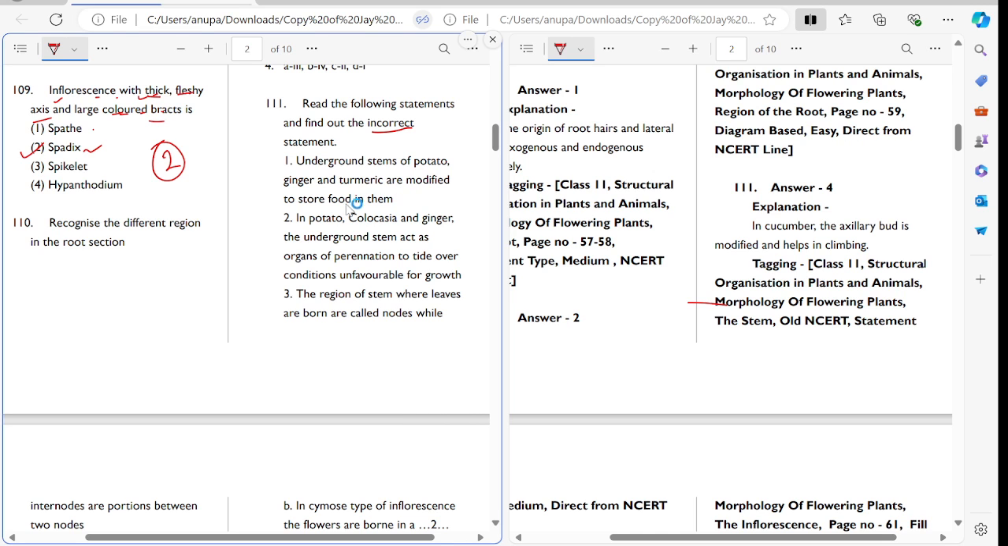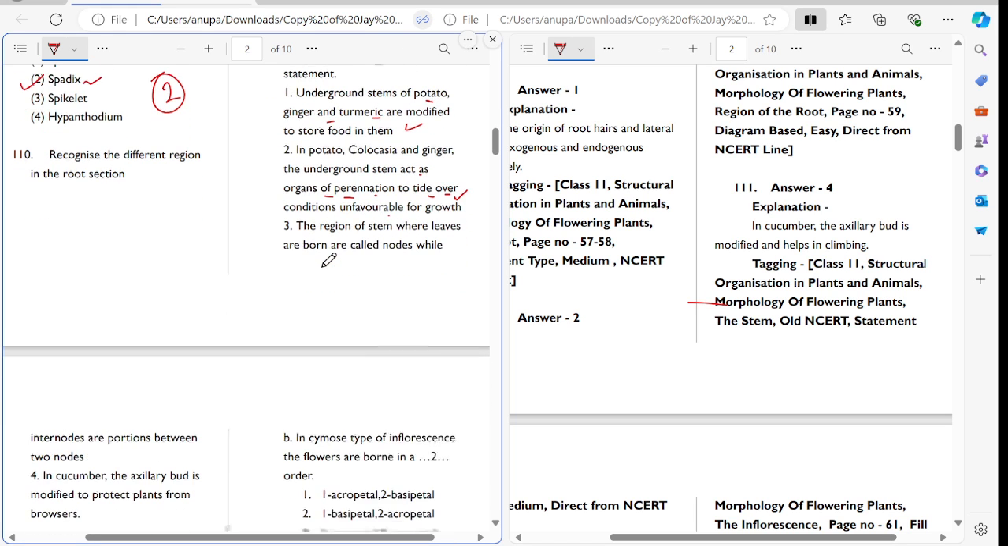Here it is written, underground stems of potato, ginger and turmeric are modified to store food in them. So this statement is correct. Second statement is in potato, colocasia and ginger, the underground stem acts as an organ of perennation to tide over conditions unfavorable for growth. This statement is also correct. The underground stem, apart from storing food, also acts as an organ of perennation to tide over the unfavorable conditions.